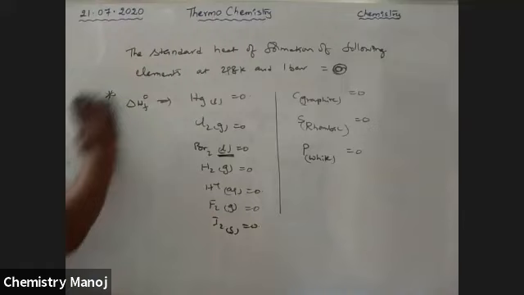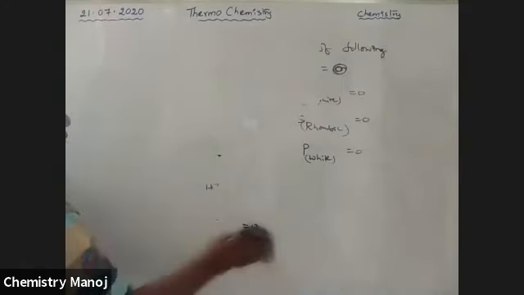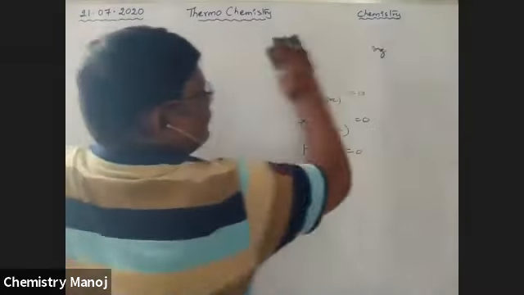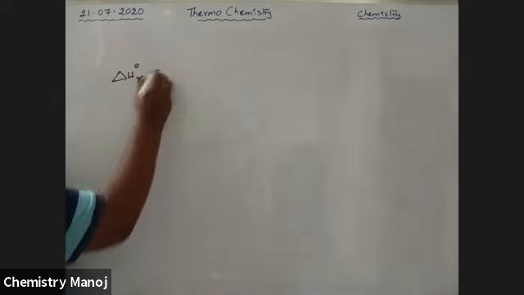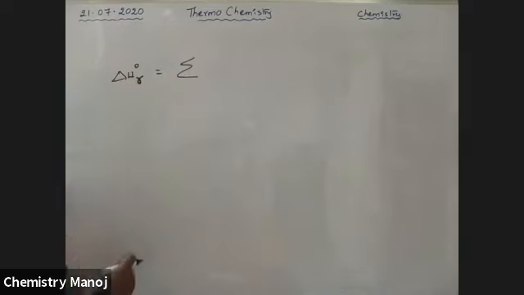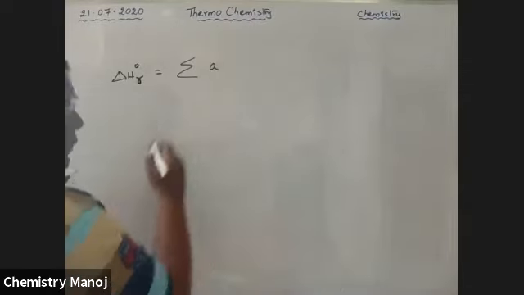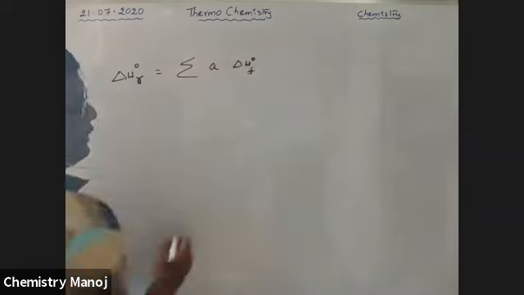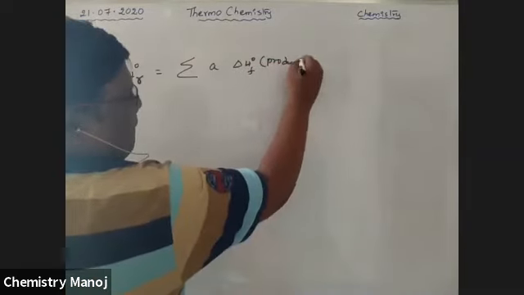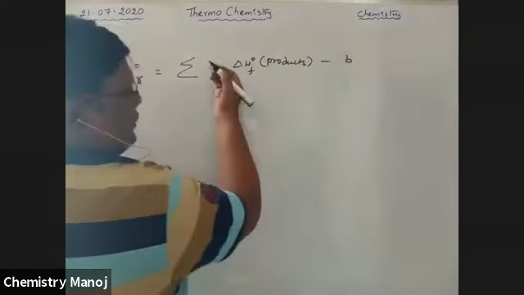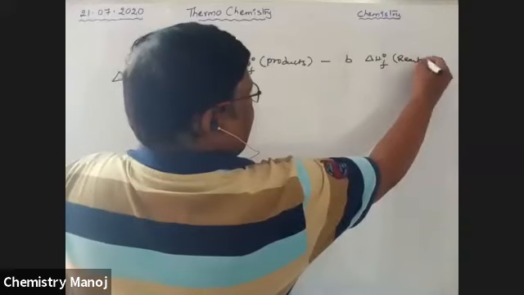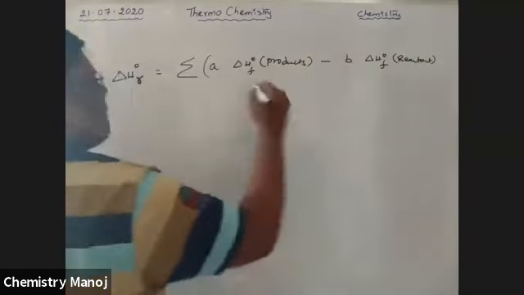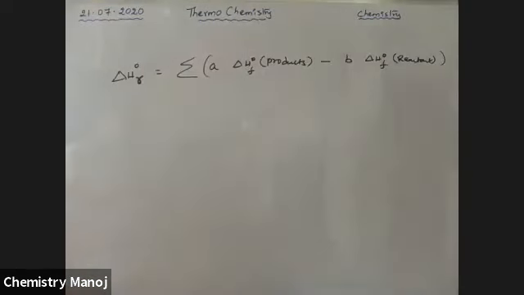So see here. Standard enthalpy of reaction, R means reaction, is equal to sigma A into standard enthalpy of formation of products, minus B into delta H naught of formation of reactants, where A and B are the number of moles. This is taken as enthalpy of reaction.